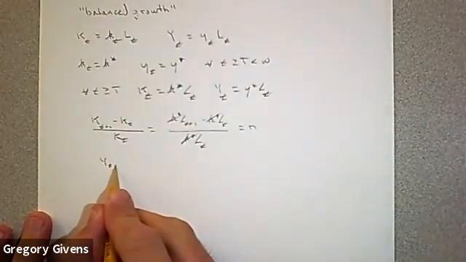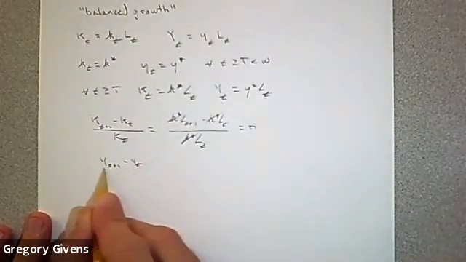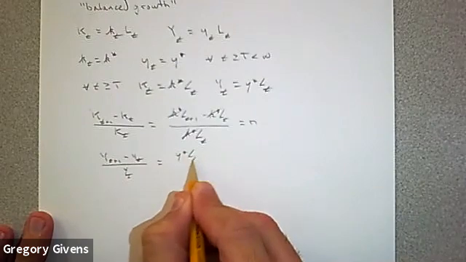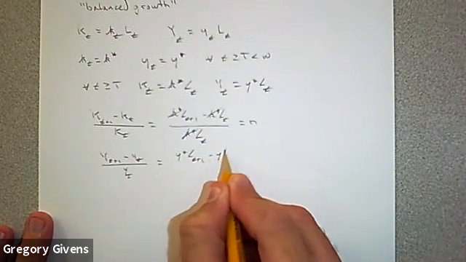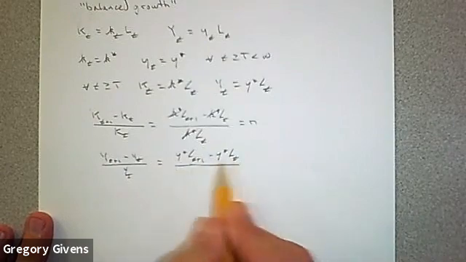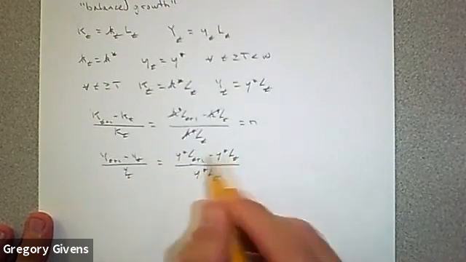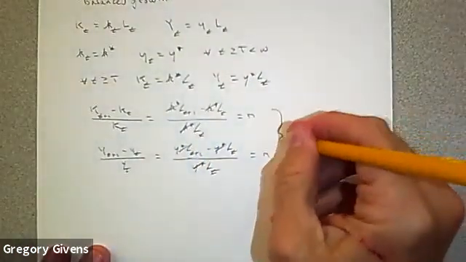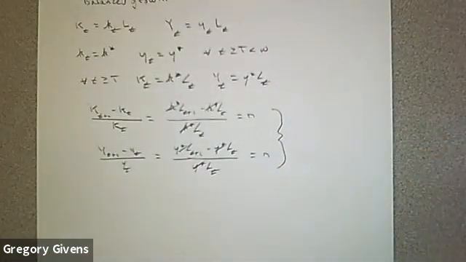Same with output. Y_{t+1} minus Y_t over Y_t is just Y star times L_{t+1} minus Y star times L_t over Y star times L_t. Cancel, cancel, cancel. And that's equal to n. That's what we mean by balanced growth. The main endogenous variables, like output and capital, are going to grow at the same rate. They grow at the rate of the population. And so the capital to labor ratio should be constant at that point.